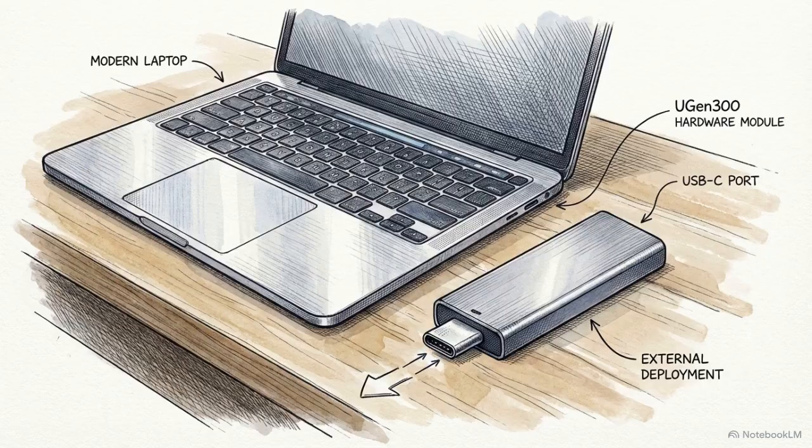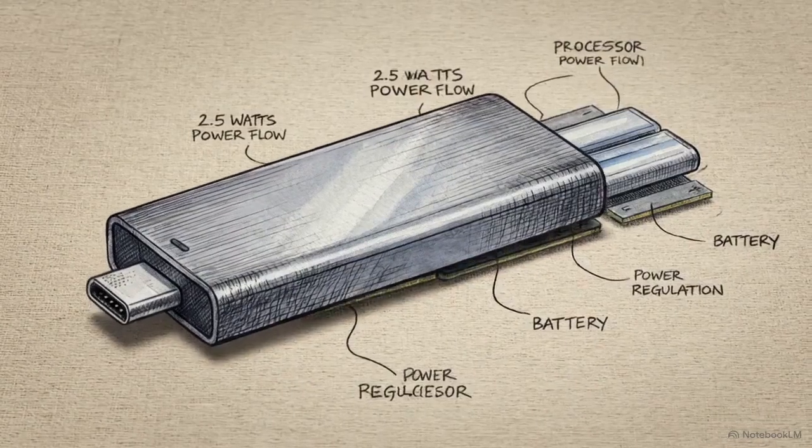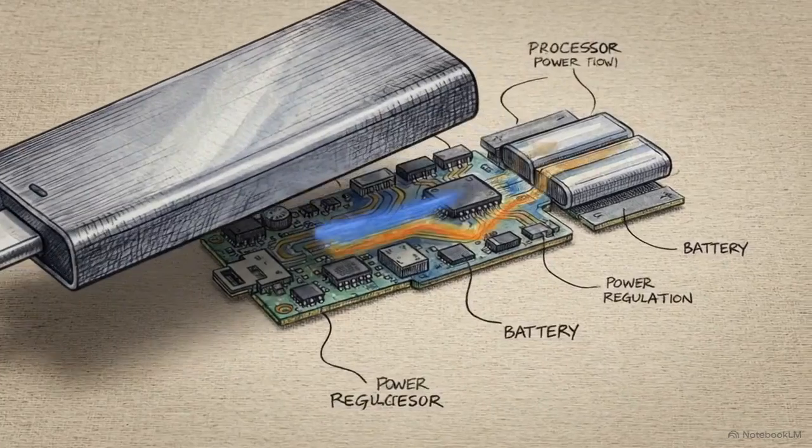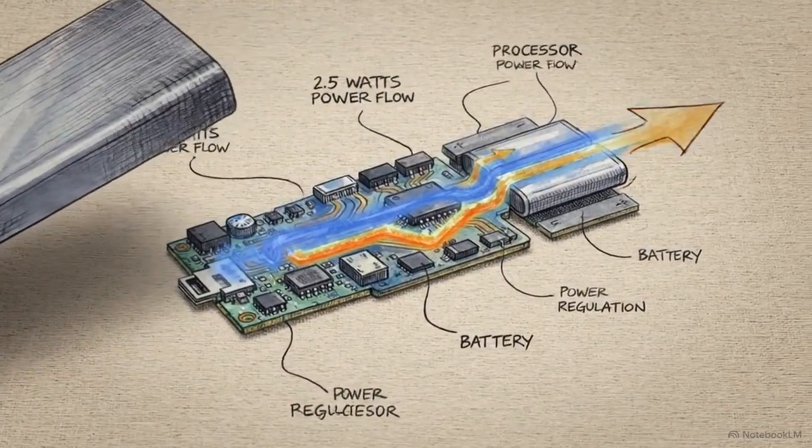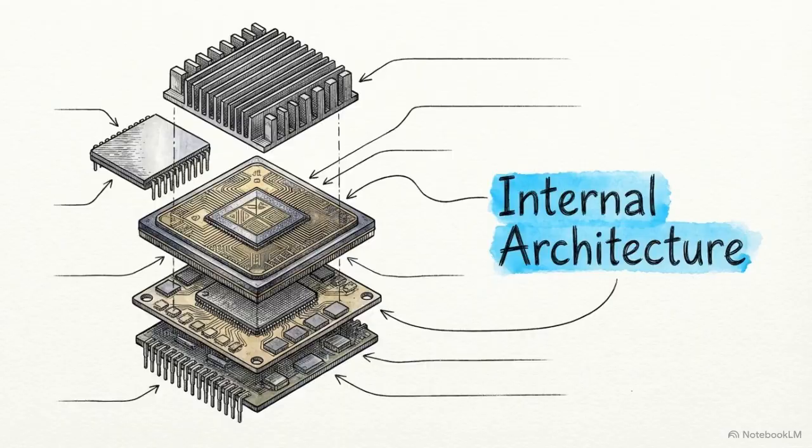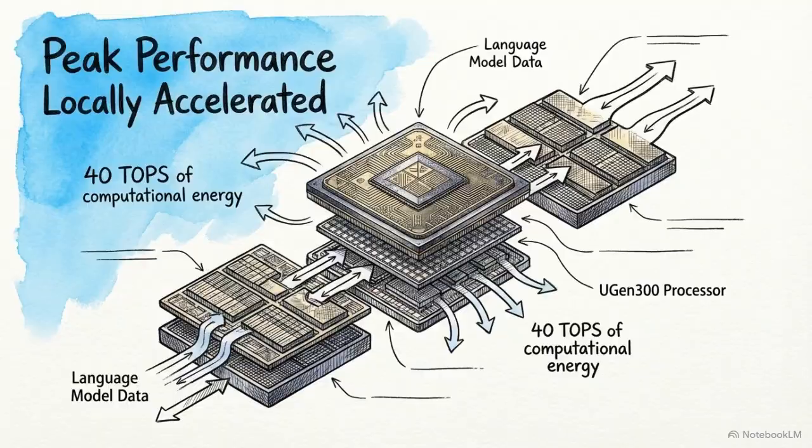Let's look at the physical hardware we're deploying. The UGen 300 has a highly slim footprint, and it pulls an efficient 2.5 watts of power during typical workloads. This layout breaks down the internal specs. The core component here is the Halo 10H processor, which delivers 40 AI TOPS, trillion operations per second, specifically dedicated to large language and vision models.